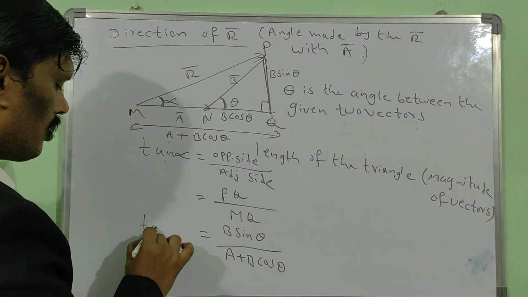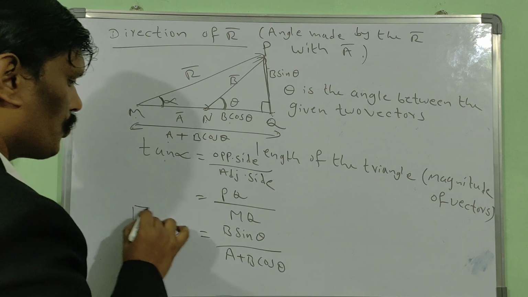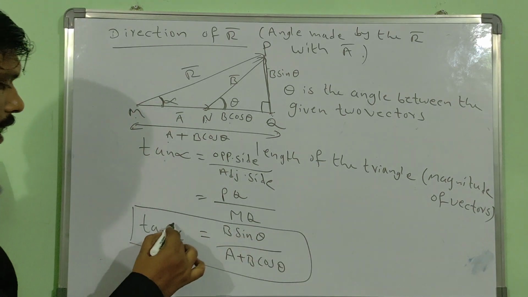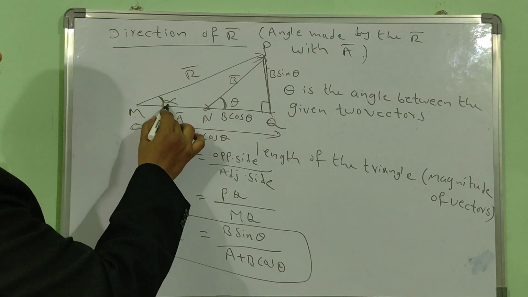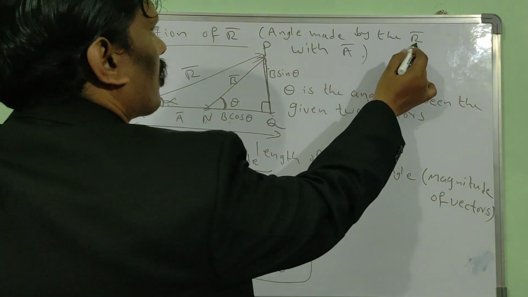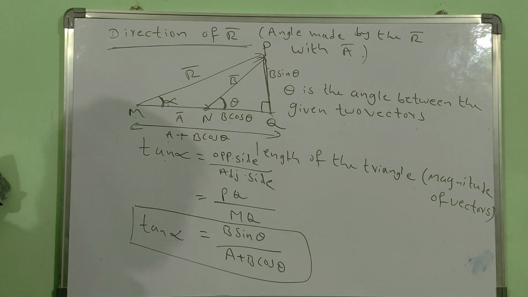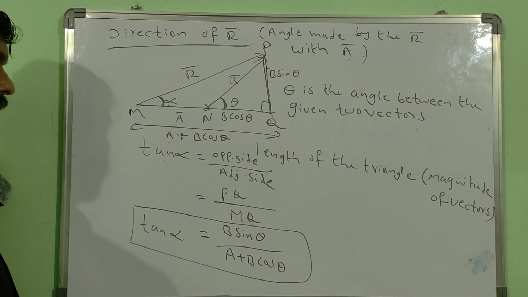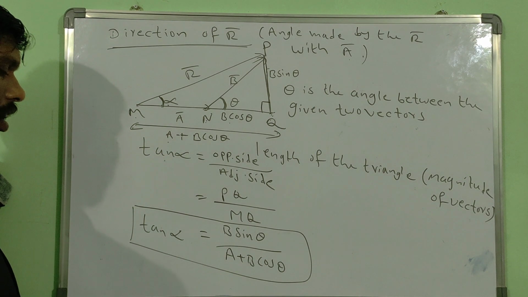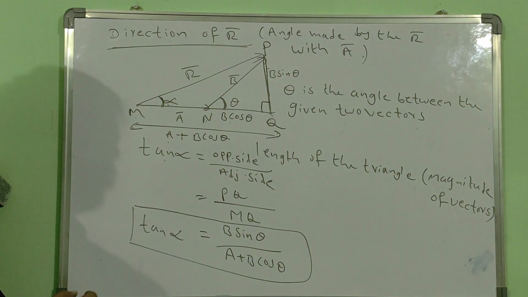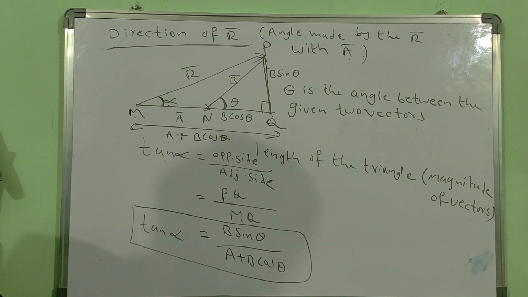So this is tan alpha. By using this formula, we can calculate alpha, which is nothing but the angle made by the vector R bar with A bar. That is the direction of R bar. This is the way we calculate alpha, the direction of the vector. Note down, my student.